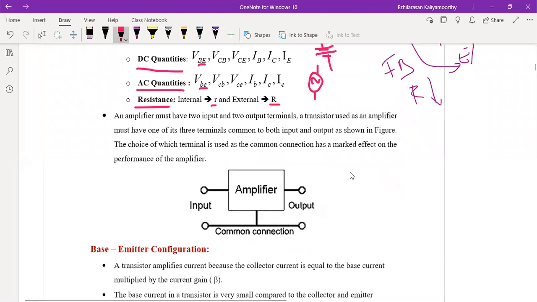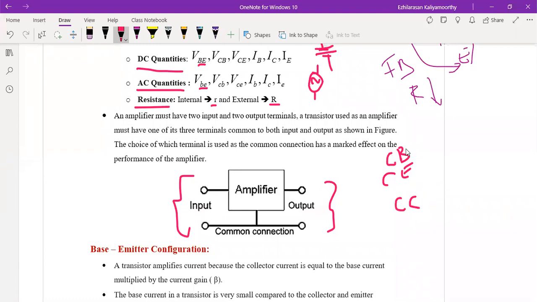Now let us see the amplifier. An amplifier must have two input and two output terminals, and a transistor used as an amplifier must have one of its three terminals common to both input and output. For example, when you go for a BJT configuration, three different types of configurations are there, as you might have studied. One is the CB configuration, that is common base configuration. Next is the CE configuration, that is common emitter configuration. Then the CC configuration, that is common collector configuration.